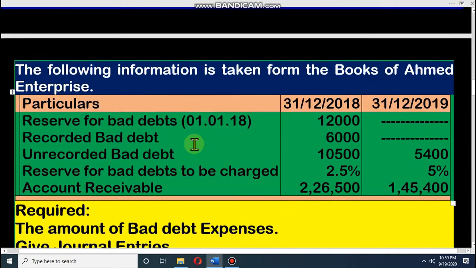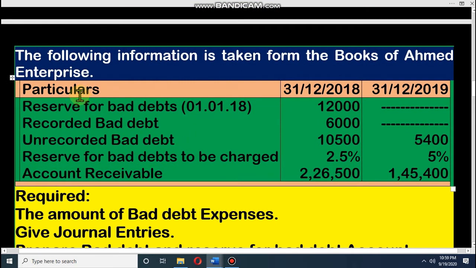Dear student, let's take an example. All of you know that in the previous lecture we discussed how we can find the amount of bad debt expenses, how we can prepare journal entries, and different types of ledger accounts. So this class will show you how you can solve the math. Dear student, this is a board question, taken from the Dhaka board.